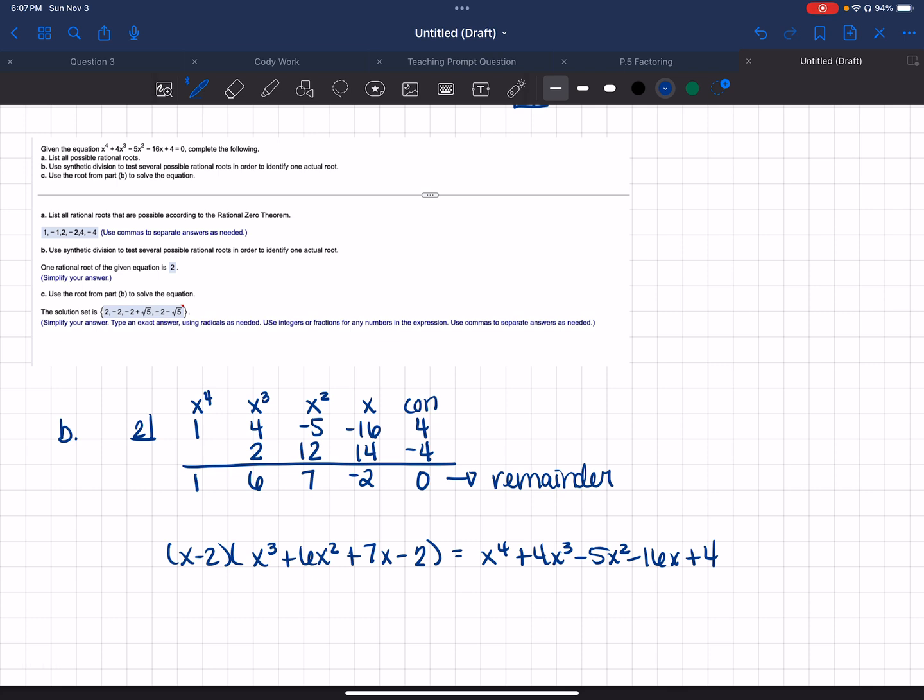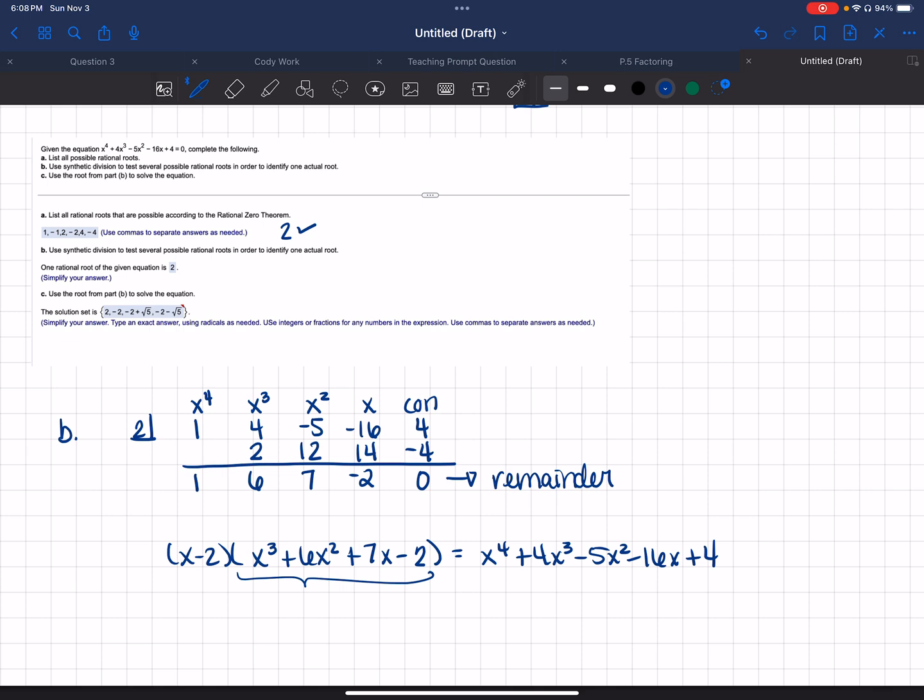Okay? Now, part C says use the root from part B, which was a 2, and that we want to solve the equation. So we need to know the other zeros. So pretty much what it's asking us to do is to factor the rest of this down, or to try our rational roots that you got in part A. We know that 2 was 1. So we want to try the others. I would try them in this chunk right here, because one of the others is going to be a rational root of it.